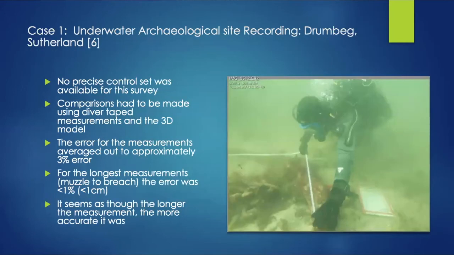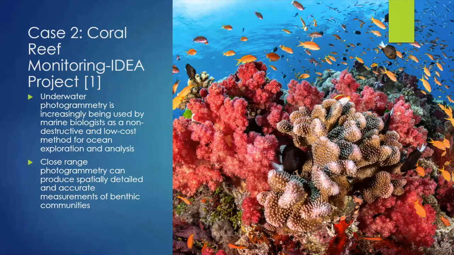No precise control set was available for this survey. Comparisons had to be made using diver tape measurements and 3D models. This image on the right shows a diver making these tape measurements at the site. The average error for the measurements was approximately 3%. For the longest measurement, muzzle to breech, the error was less than 1%, so less than 1 centimeter. It seems as though the longer the measurement, the more accurate it was.